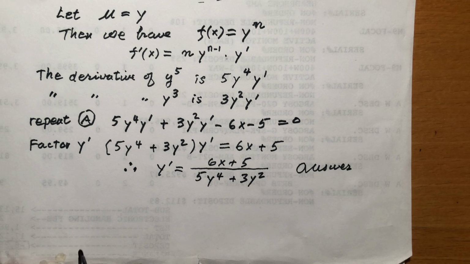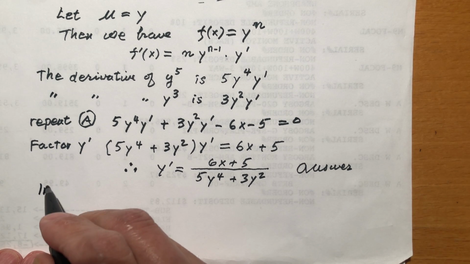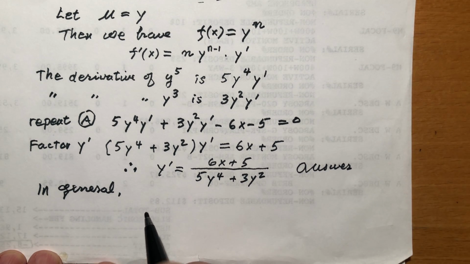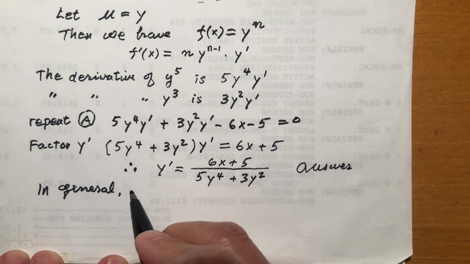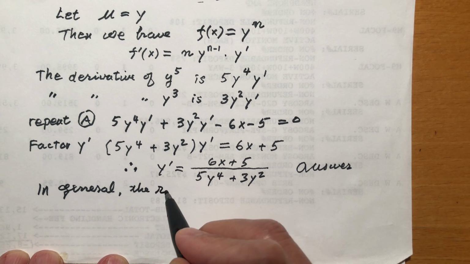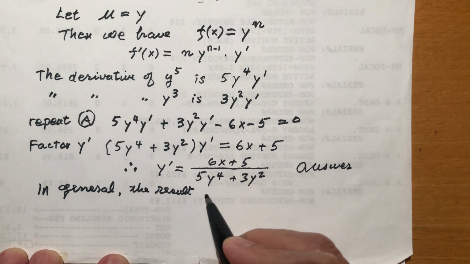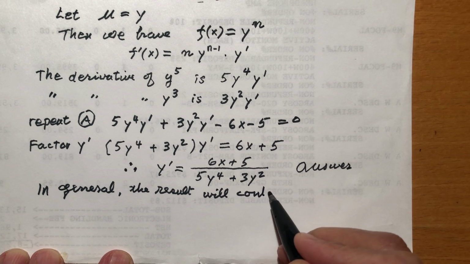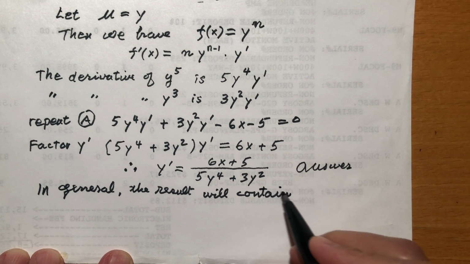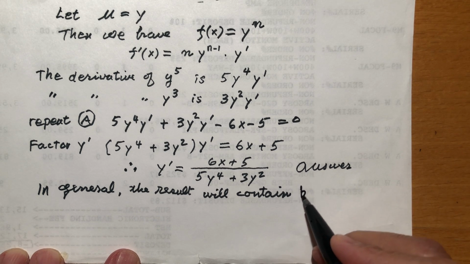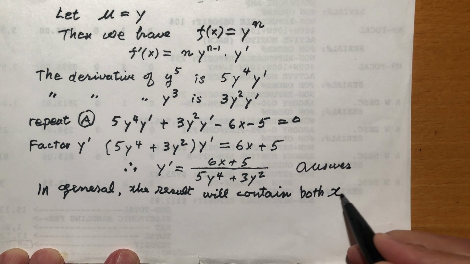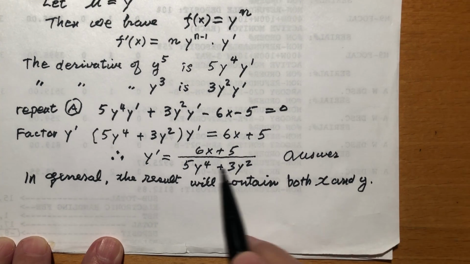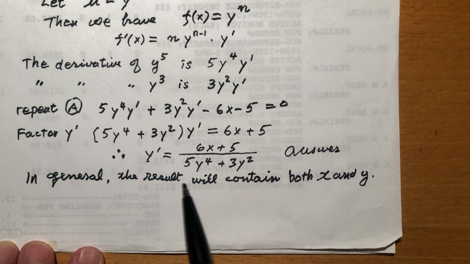So in general, the result will contain both x and y. You see the right-hand side, we have both x and y. This is the general result.